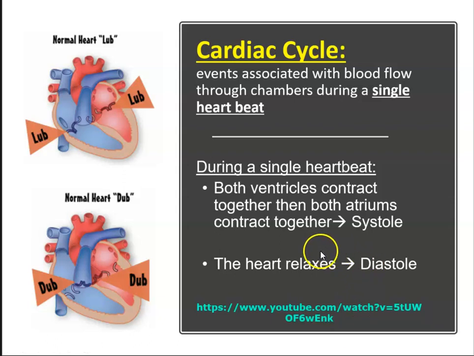So during a single heartbeat, we have contraction of the atria and ventricles, known as systole, and then relaxation, which is diastole. This YouTube video actually shows you the events of the cardiac cycle. It's about a 2-minute long video, so if you want to check that out, you're more than welcome.